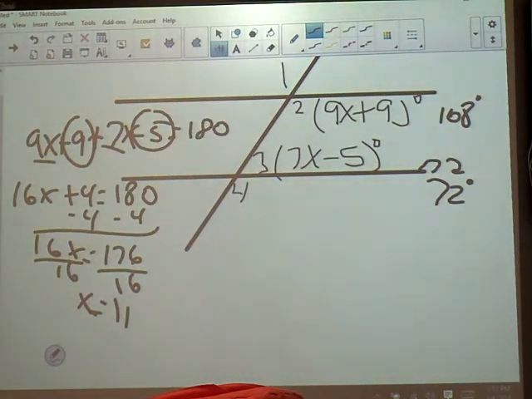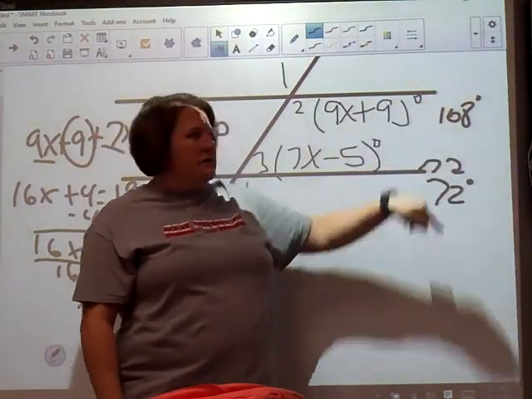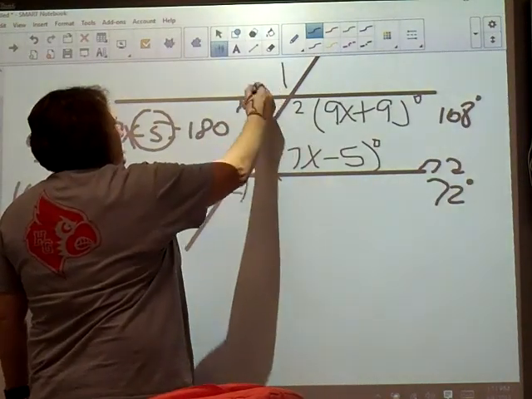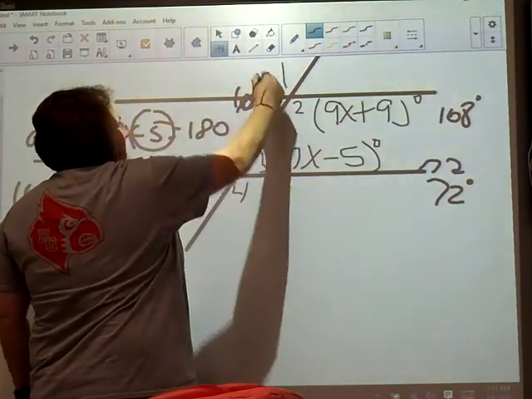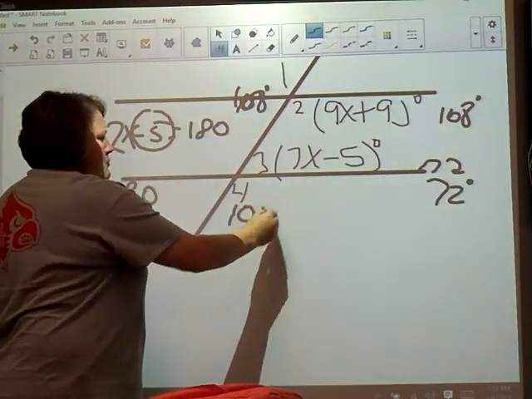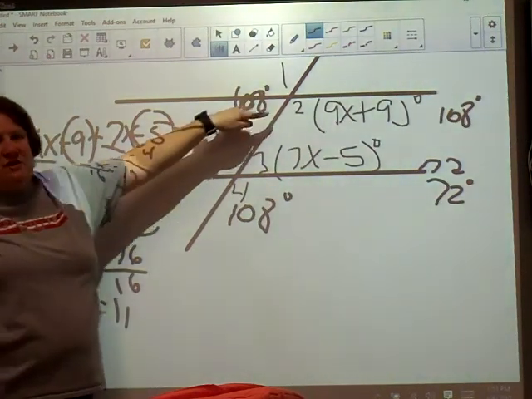I tried to get first period to see this, and I think only one or two of them did. Every angle on this thing now will have to be one of those two. Okay, what's 108? 1 and 4. 1 is 108? Because it's vertical. 4 is 108? Tell me one reason why 4 is 108. Because it's the alternate exterior. Alternate exterior, that would work. Would there be another one that we haven't talked about yet? What is 4 in relationship to 2?